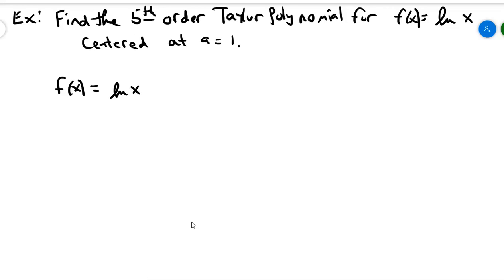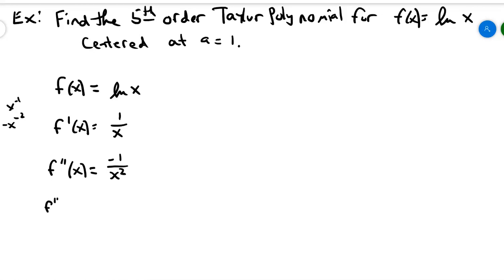So if the original function is the natural log of x, that means the first derivative is 1 over x. Then the second derivative, if I take x to the negative first and derive it, I'm going to get negative x to the negative second. Well, let me write that as negative 1 over x squared, right? That's the equivalent of negative x to the negative second.